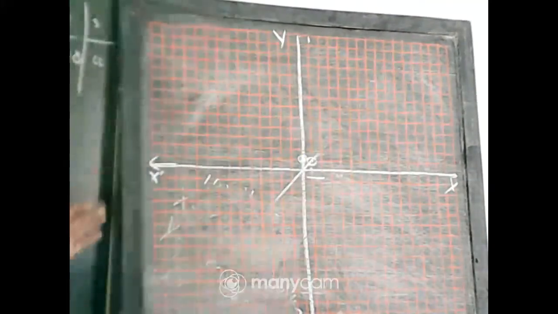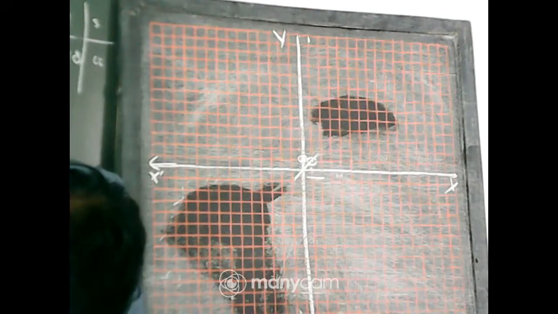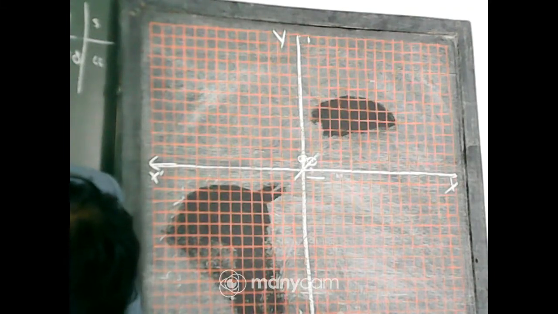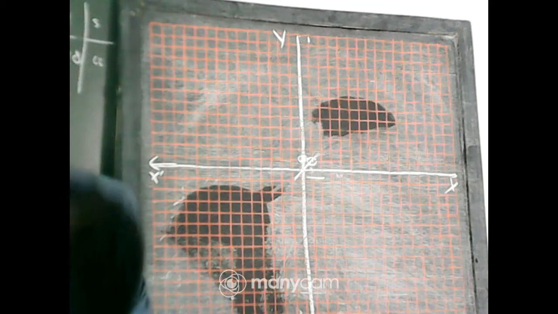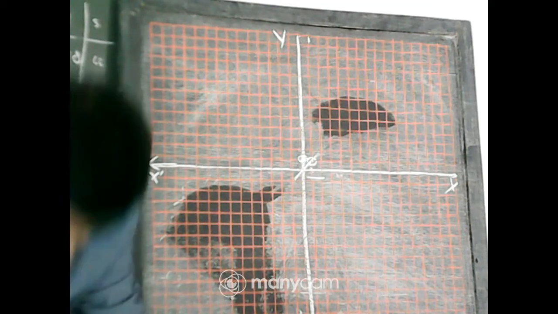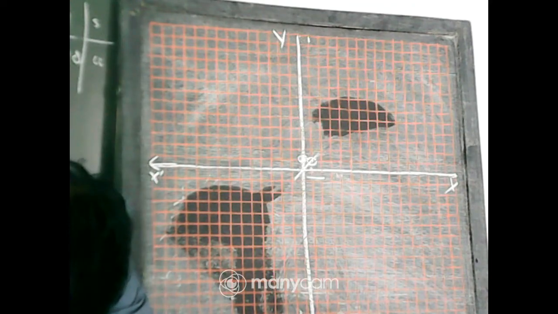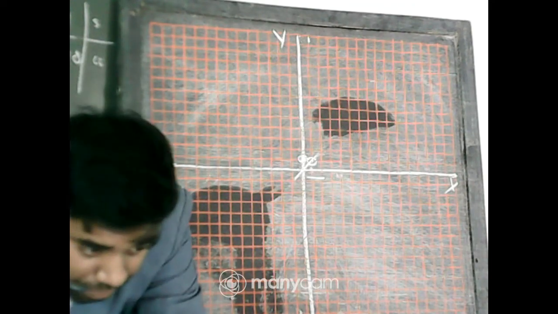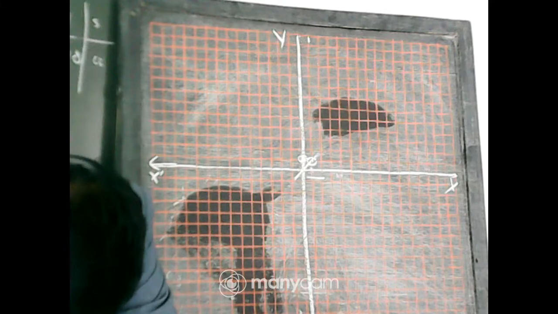In the next question it is given time in hours and distance traveled by a car. At 6 a.m. that is 40 kilometer, at 7 a.m. 80 kilometer, at 8 a.m. 120 kilometer, and 9 a.m. 160 kilometer. Question is draw the graph.